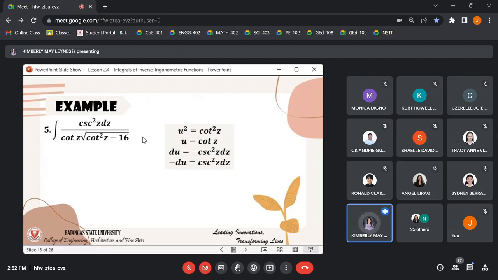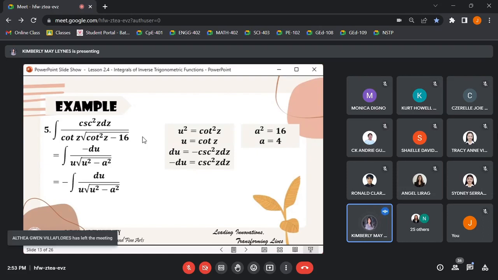And yung a naman natin, syempre yung kasama sa loob ng radical, which is 16, a squared is equal to 16. Square root ng 16 ay 4, so meron tayong a is equal to 4. By substitution, magkakaroon tayo ng integral ni negative du over u times square root ng u squared minus a squared po natin. Yung negative sign, ilalabas ng integral sign, negative integral ni du over u times the square root ni u squared minus a squared po natin.